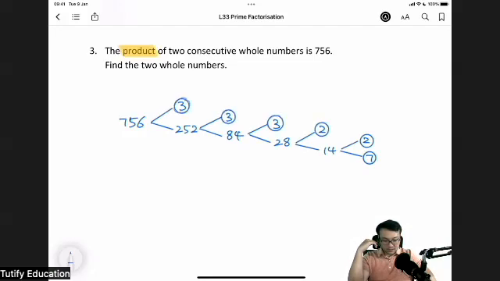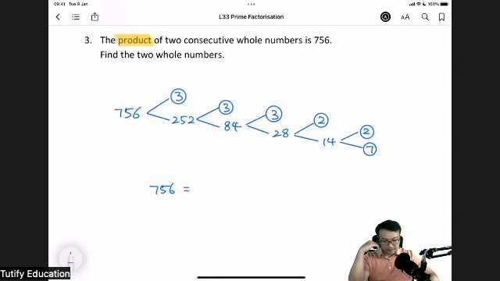Now, Maximus, tell me, what am I going to write down? 756 equals to? 3 cube times 2 square times 7. You're technically correct, but arrange them from smallest to biggest. 2 square times 3 cube times 7.